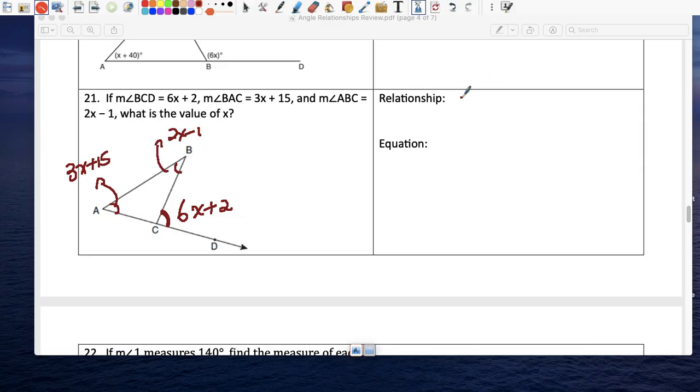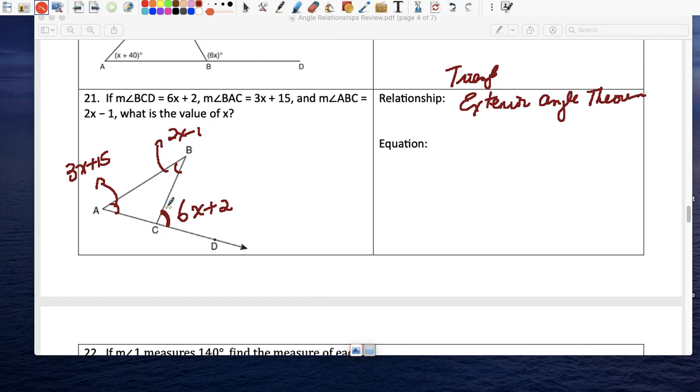So the relationship is the exterior angle theorem. I should have said that: exterior angle theorem.